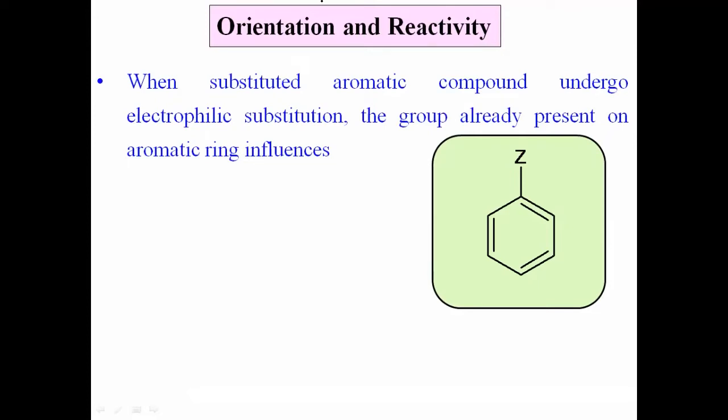So my first statement is: when a substituted aromatic compound undergoes electrophilic substitution, if there is already one group present on the aromatic ring, then it influences the rate of reaction. That group which is already present on the ring affects the reactivity of that compound towards electrophilic substitution.